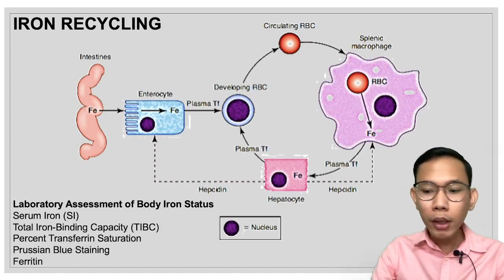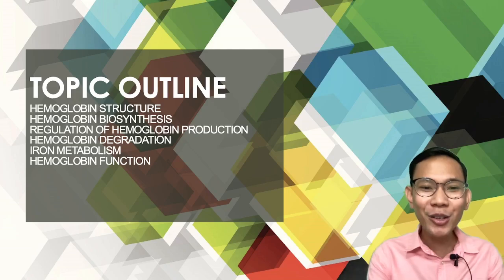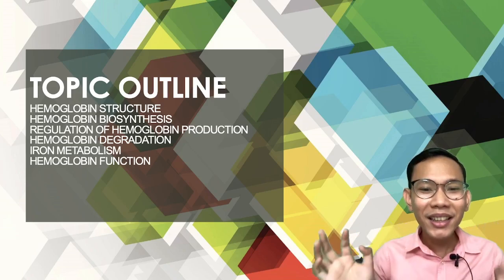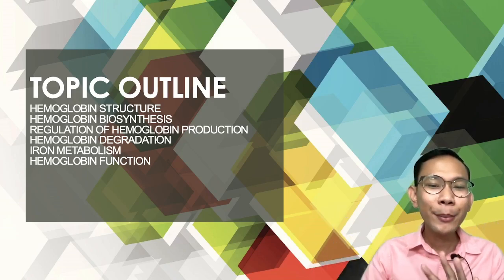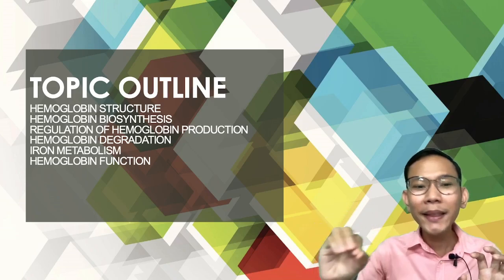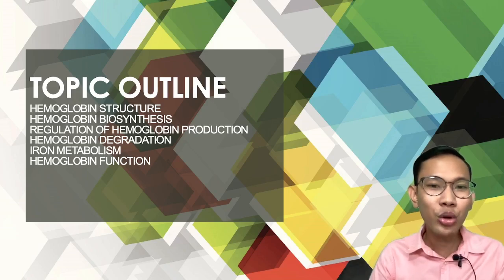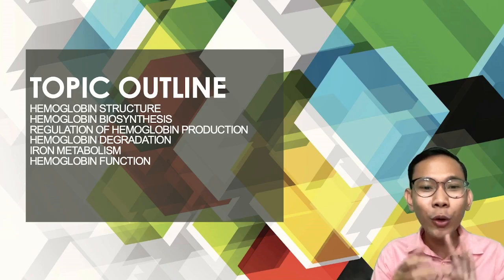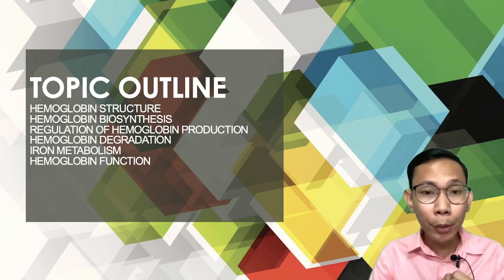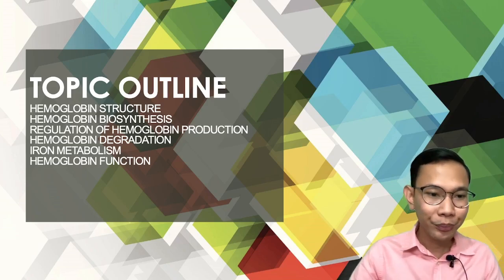Okay, now let's proceed with your hemoglobin function. We are done with the structure. The synthesis, we have regulated. Then when it is degraded, what happens? And remember, we now know how iron is metabolized. Now, let's talk about the hemoglobin function. What did we say earlier? The three hemoglobin functions: oxygen transport, carbon dioxide transport, and nitric oxide transport. Very good.